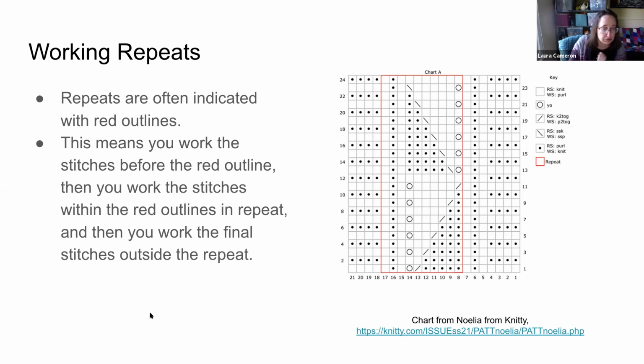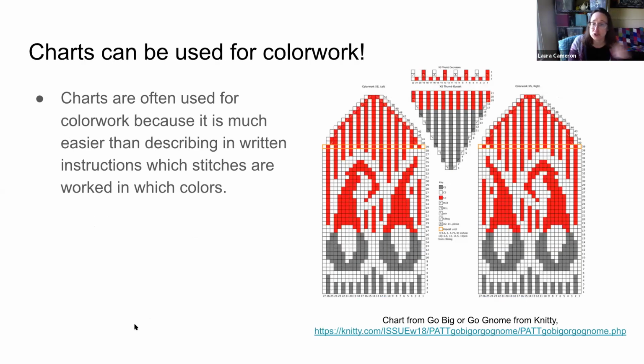So let me grab the next. Charts can also be used for color work. Think about reading instructions and having to say knit stitch 1 in white, knit stitch 2 in gray, knit stitch 3 in white, knit stitch 4 in gray. That's a lot of words. And while I do know some designers who write their patterns out that way, working particularly in color work is really made much easier by charts.